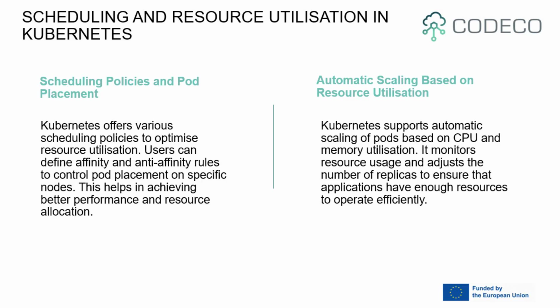More specifically, Kubernetes offers various scheduling policies to optimize resource utilization. Users can define affinity and anti-affinity rules to control pod placement on specific nodes. This helps in achieving better performance and resource allocation. At the same time, Kubernetes supports automatic scaling of pods based on CPU and memory utilization. It monitors resource usage and adjusts the number of replicas to ensure that applications have enough resources to operate efficiently.